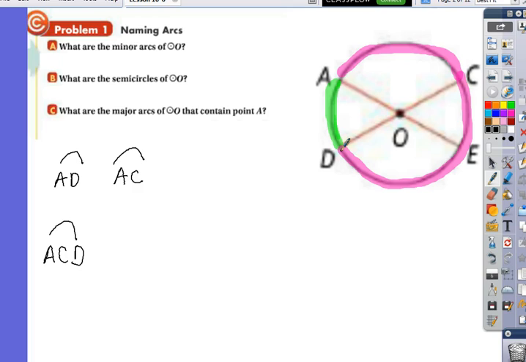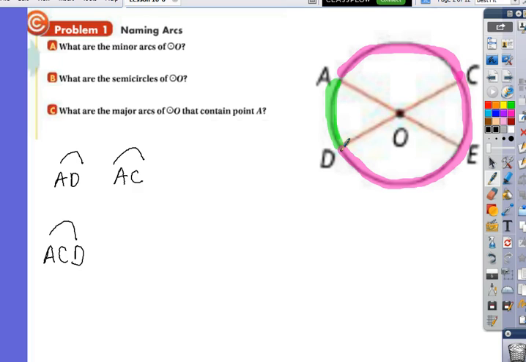What other letter combination could you use to describe the pink arc? AED. What about DCA? Or DEA? Either one of those are okay too. So a major arc has to have 3 letters. A minor arc will only have 2 letters. You never do a minor arc with 3 letters. You never do a major arc with 2 letters.